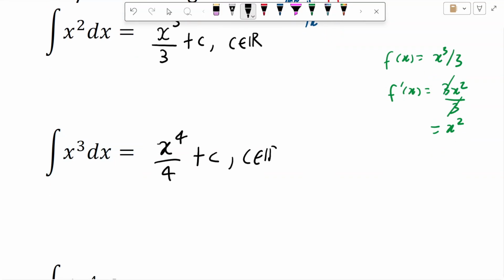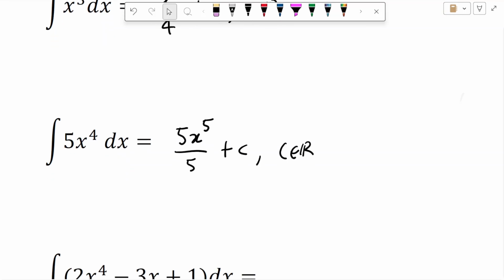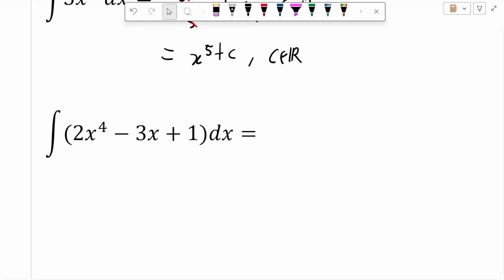C is in R. Never ever forget to write the plus c, very important. Integral of 5x^4, let's apply our rule. 5x to the 5 over 5. And then you can actually simplify this down a little bit because the 5's will cancel off, and you're left with x to the 5.